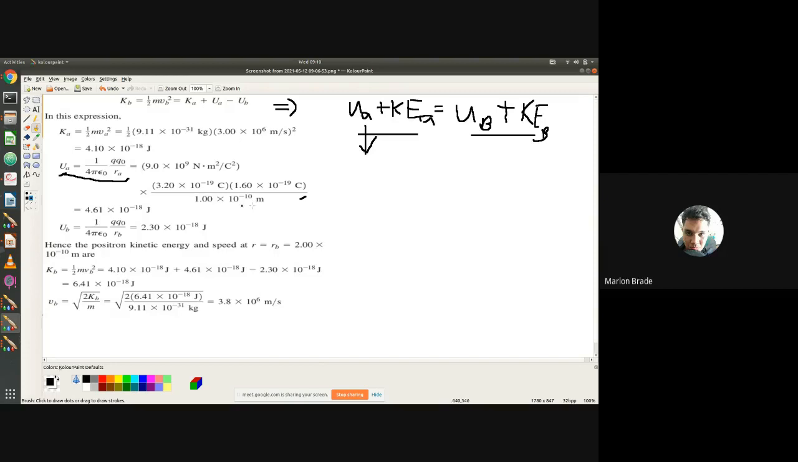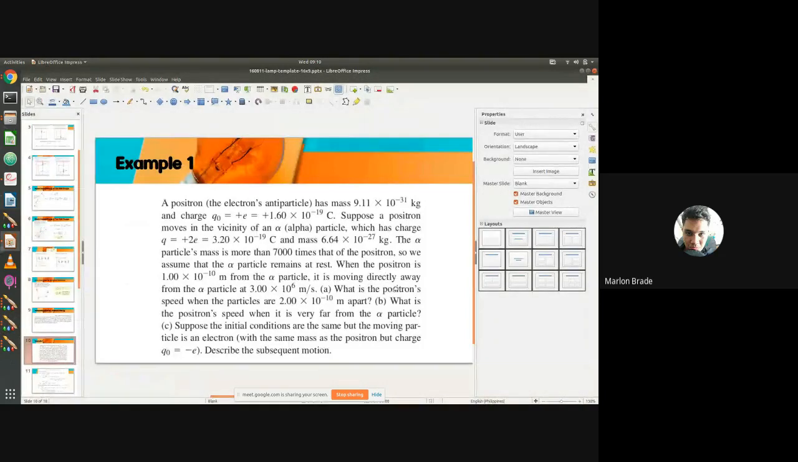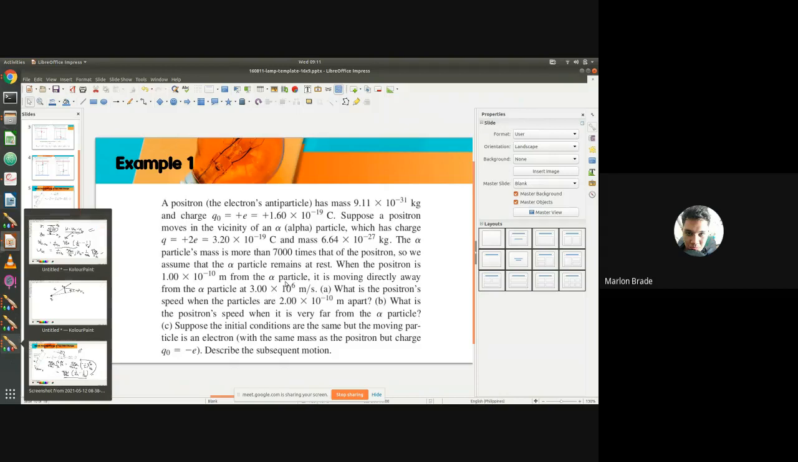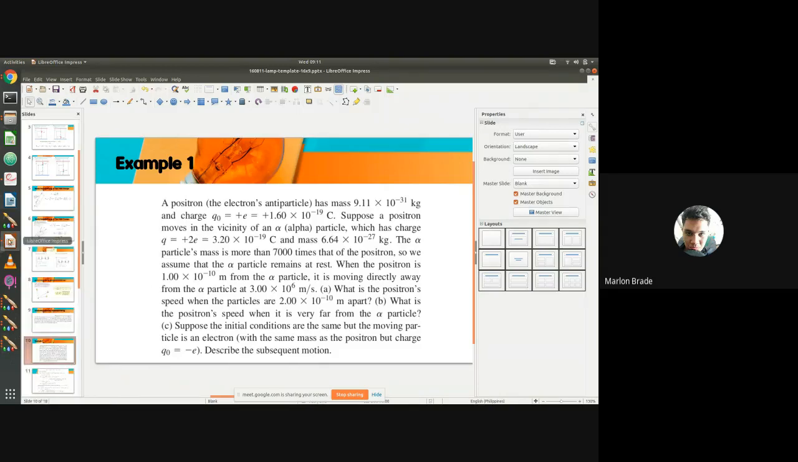Okay, what about the final position? The problem asks: what is the positron speed when the particles are 2.00 times 10 to the negative 10 meters apart? They are moving farther apart. So what is the speed at the time it reaches that distance?